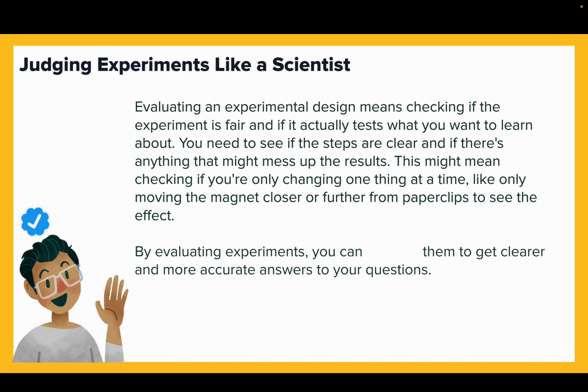This might mean checking if you're only changing one thing at a time, like moving the magnet closer or further from paperclips to see the effect. If we change too many things at once, we're not really sure what's causing the outcome in the investigation. So you want to make sure you're only changing one thing at a time. By evaluating experiments, you can improve them to get clearer and more accurate answers to your questions.